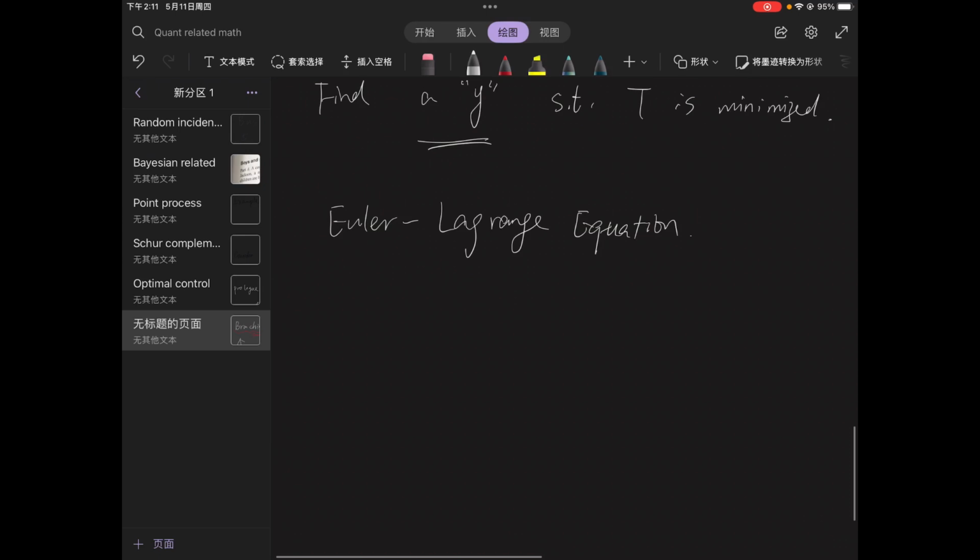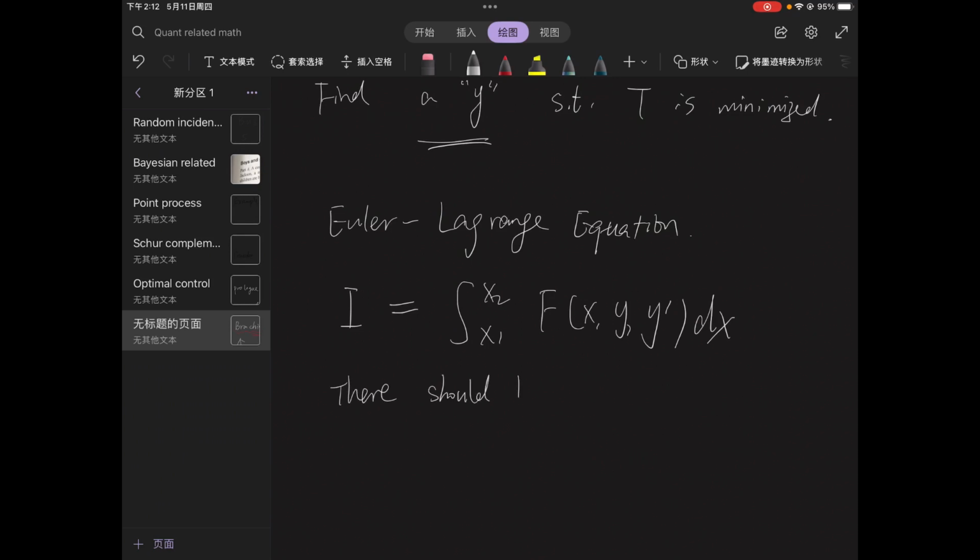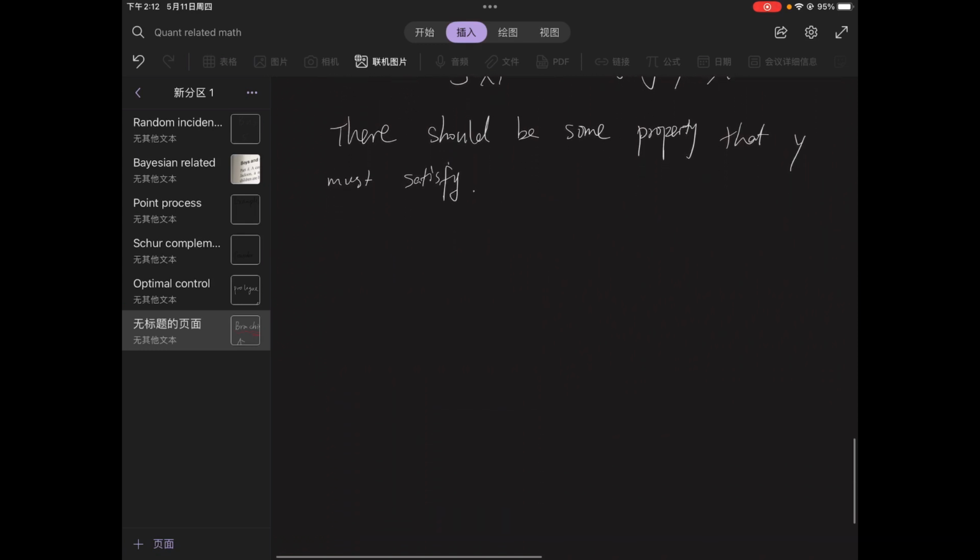The Euler-Lagrange equation essentially says this. It tells you that when I want to minimize a function, so now let's make it more abstract, I minimize a function I, okay? It's equal to the integral from x1 to x2 of this function f of x, y, and y prime dx. There should be some property that y must satisfy. So it's a necessary condition. Then let's see what that condition is.